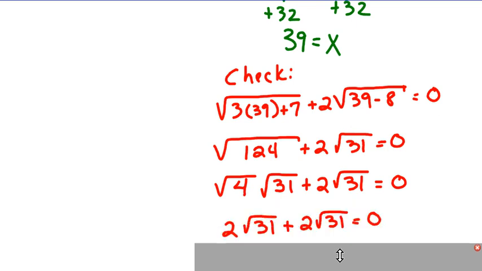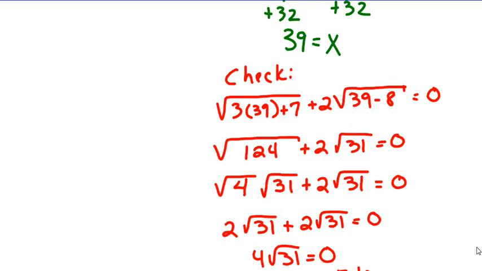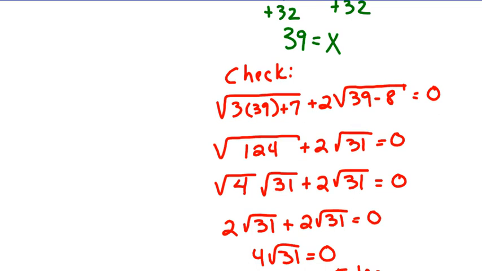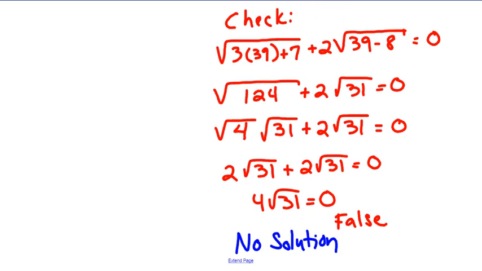That means 2 square roots of 31 plus 2 square roots of 31 equals 0. Well, 2 square roots of 31 plus 2 square roots of 31 would be 4 square roots of 31. That does not equal 0. This is a false statement, so we would say that this has no solution. x equals 39 is what's known as an extraneous solution.